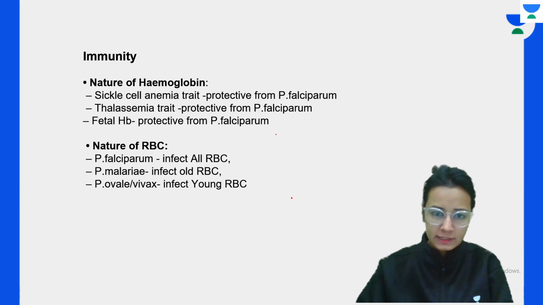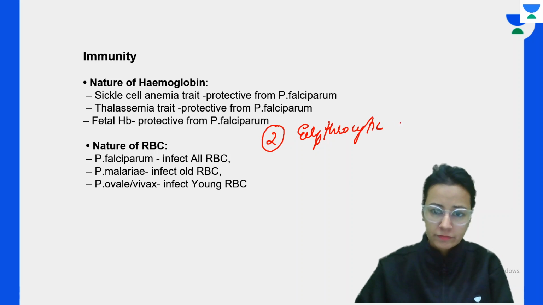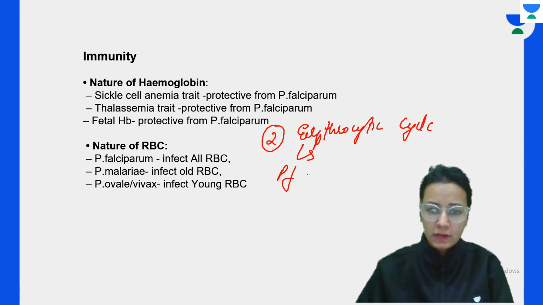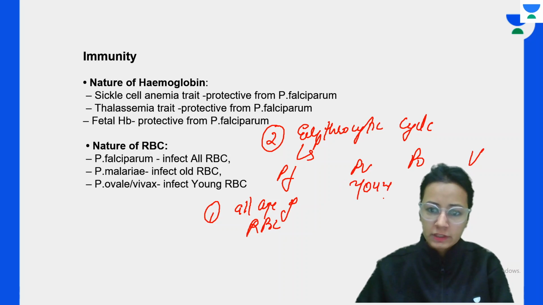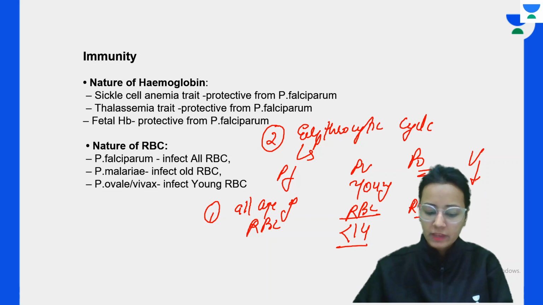Now, coming to the next cycle, the erythrocytic cycle. We have Plasmodium falciparum, then vivax, ovale, and malariae. Falciparum will invade all ages of RBCs, vivax will invade the young RBCs that are less than 14 days old, ovale will infect the reticulocytes, and malariae will infect the old RBCs.